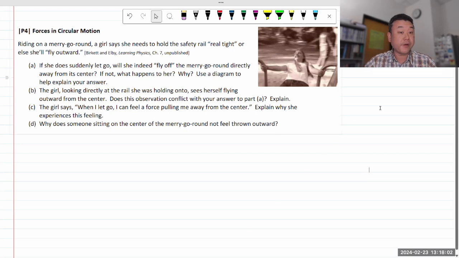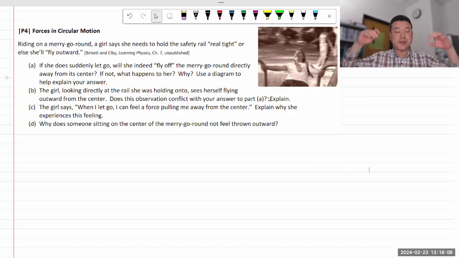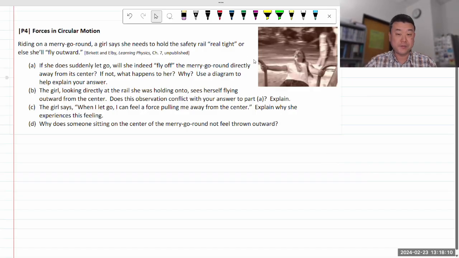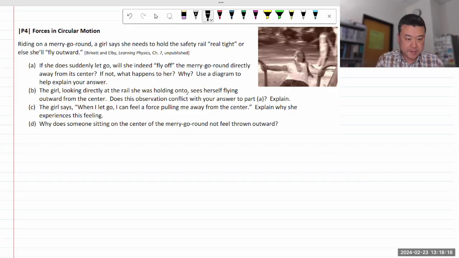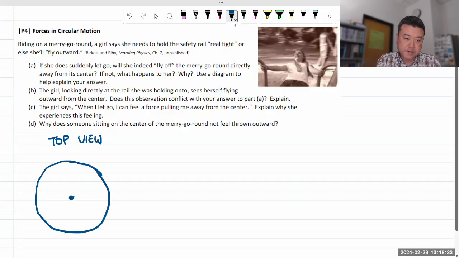So imagine a merry-go-round. It's a playground object. It's a kind of circular thing fixed in the center. It spins. People can stand on top of it. There are rails that you can hold on to. It's a kind of children's thing. Let me draw a representation of that so we have something to look at as we talk about it. So we have a top view of the merry-go-round. Imagine it's spinning about the center here.